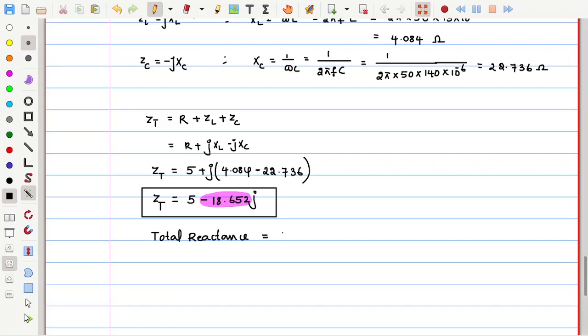Total reactance is equal to 18 point... Of course, it is negative, so it is capacitive in nature. If it is negative, I can say the value is 18.652 ohms. This is the first part.